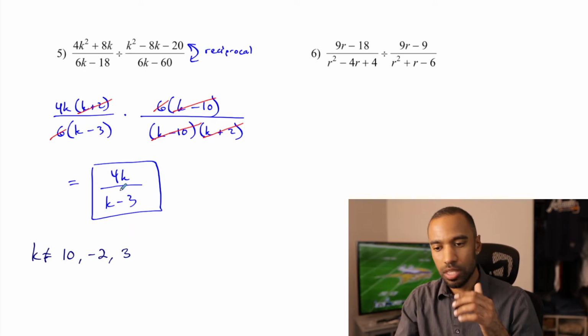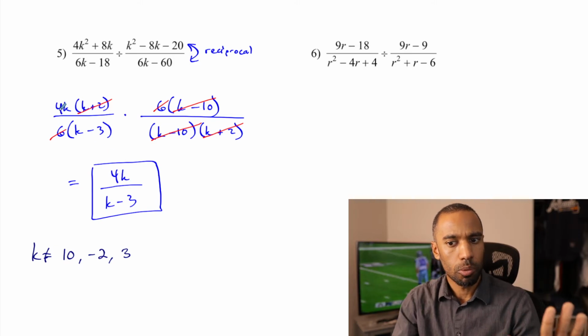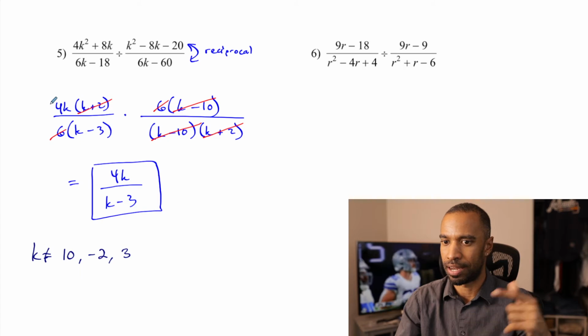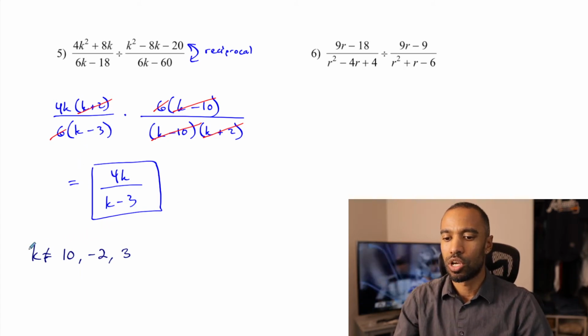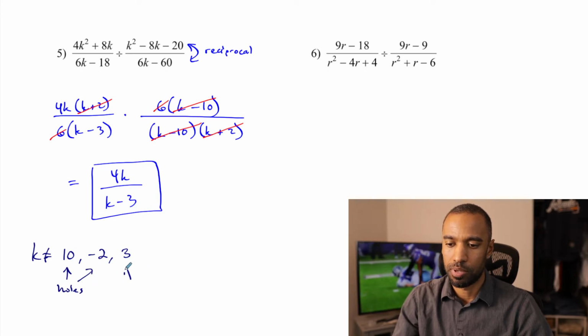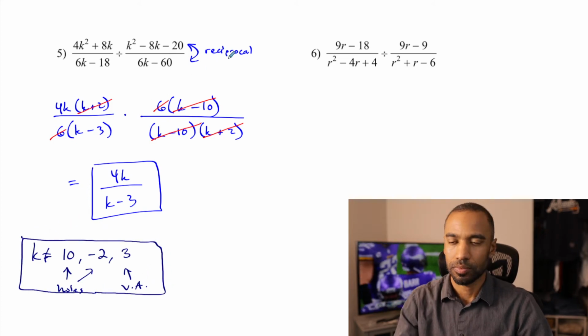Now, in this problem and the previous problem, k can equal 0. There's no problem with k equaling 0 and me having 0 in the numerator. 0 divided by a number is fine as long as the zeros didn't cancel. So these are the restrictions here. The 10 and the negative 2 would present us with our holes, and this would be the vertical asymptote right there. So those are our restricted values.